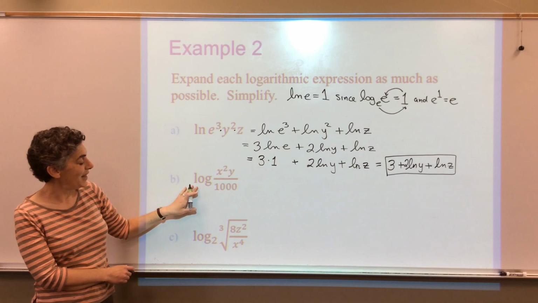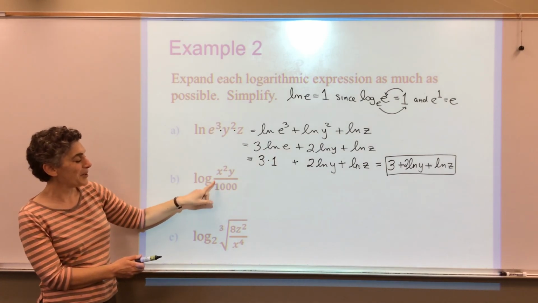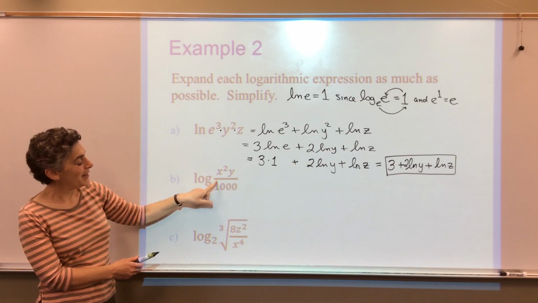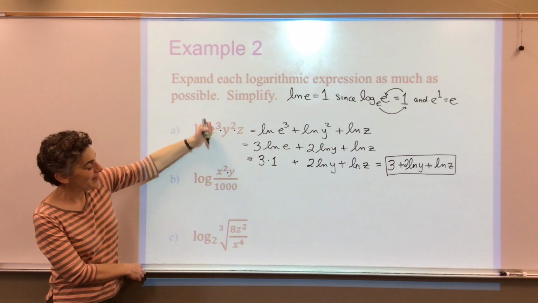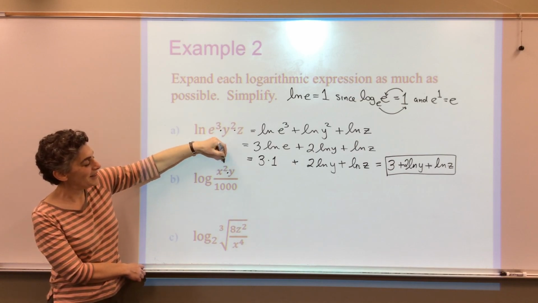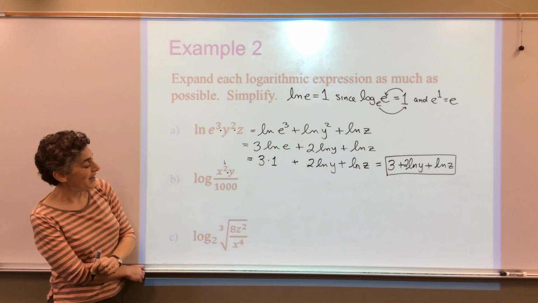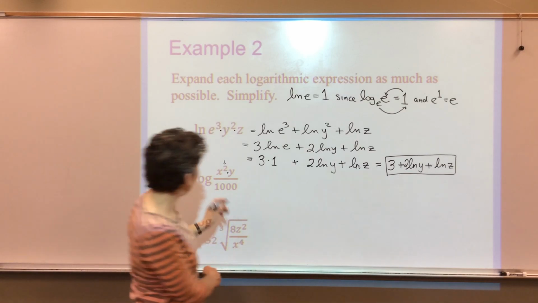Part B has a quotient, a division sign. So we're going to be using the quotient rule. In the numerator, there's also a product. Anytime there are two letters next to each other, we assume they're multiplied. And it also has an exponent. So this is actually going to be all 3 rules. Let's see if we can break that down a bit, starting with the quotient.